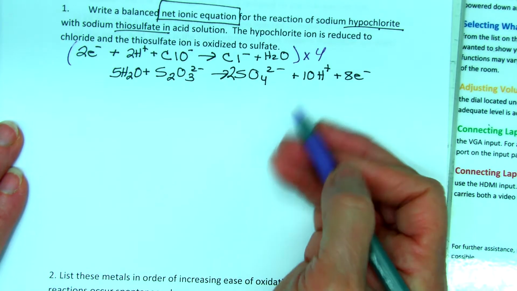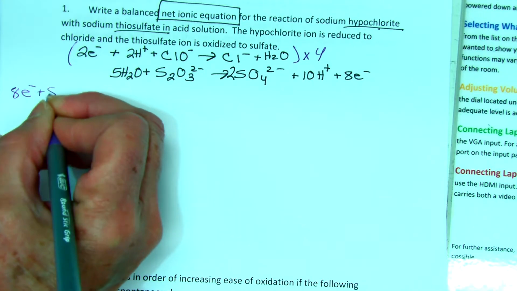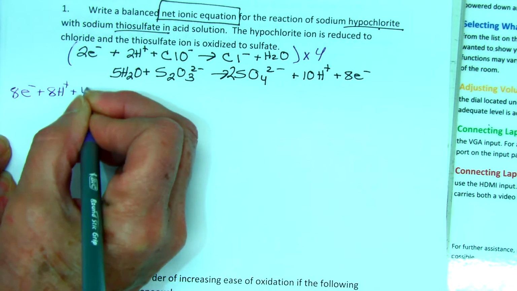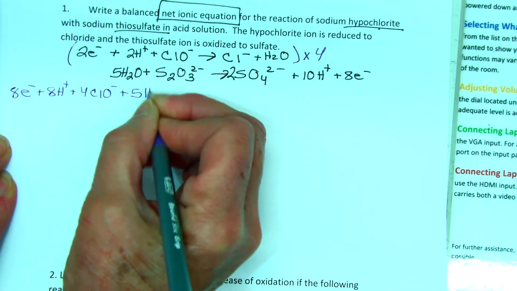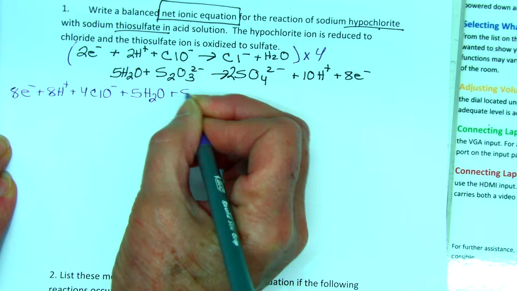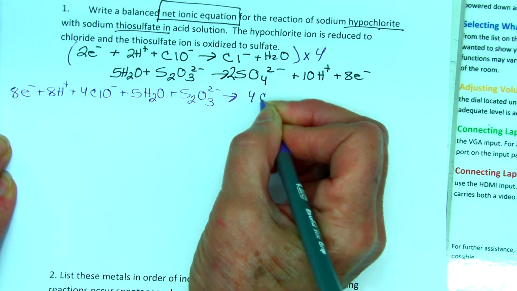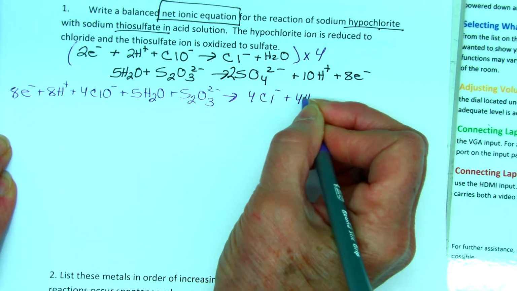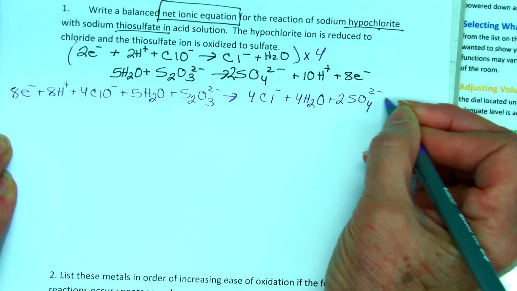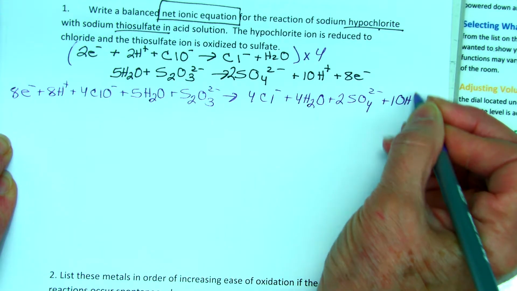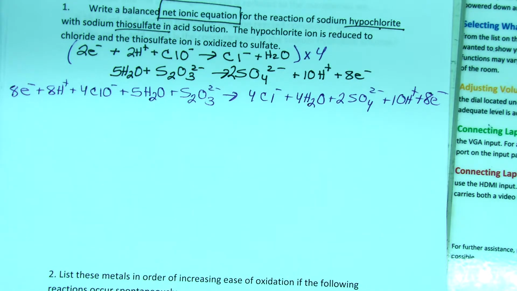So I'm going to multiply and add these together. So 4 times 2 is 8 electrons, plus 8 hydrogens, plus 4 hypochlorite, plus 5 waters from the second half reaction, plus thiosulfate from the second half. Yields 4 chlorides, plus 4 waters, plus 2 sulfate, plus 10 hydrogens, plus 8 electrons. So I've multiplied the top one and then added them together.